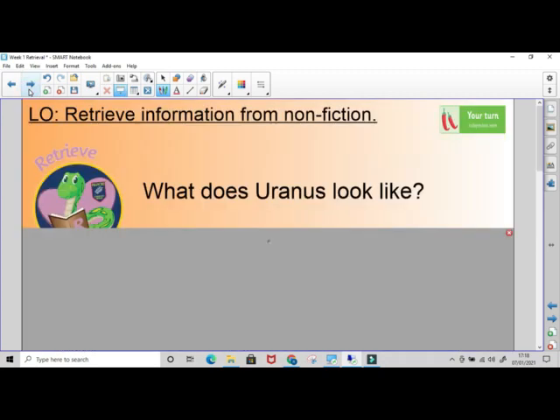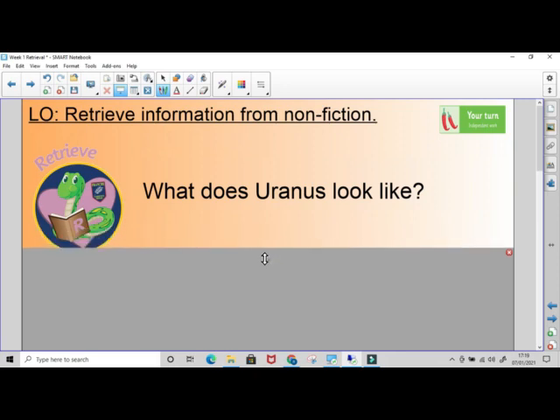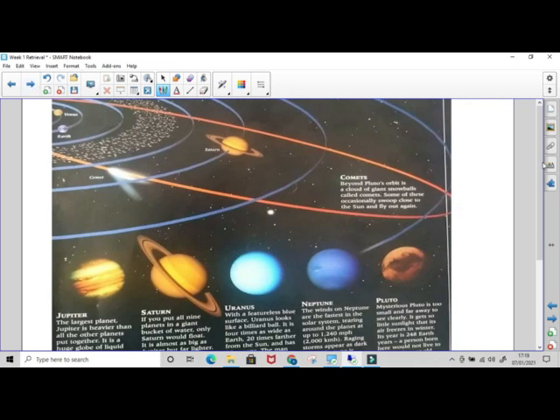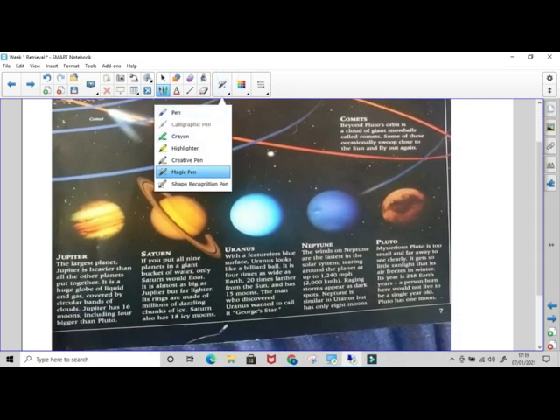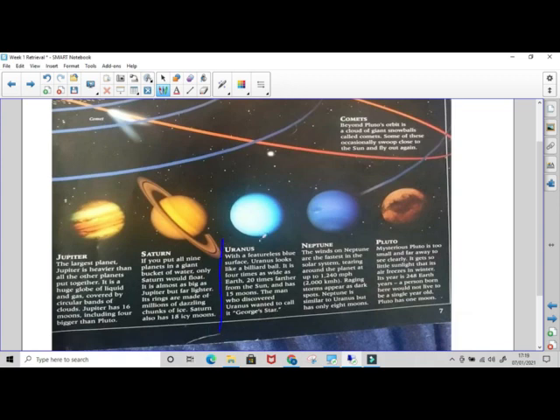Now, what does Uranus look like? So, keyword this time is clearly the name of the planet. So let's go to the text again. What does Uranus look like? And there is Uranus. Just zoom in on Uranus.